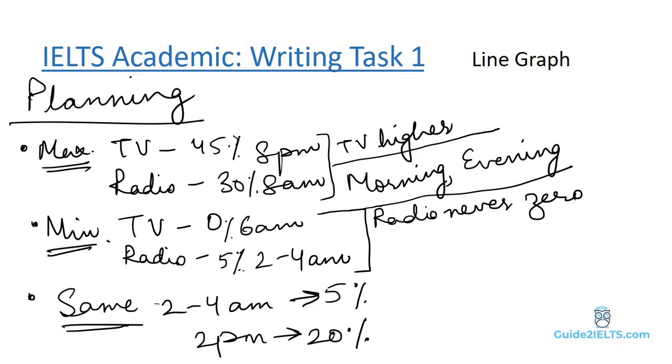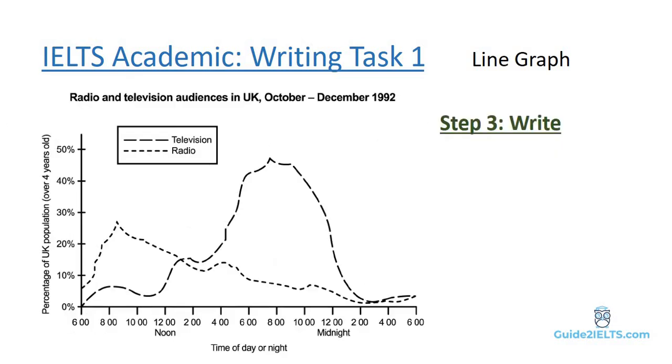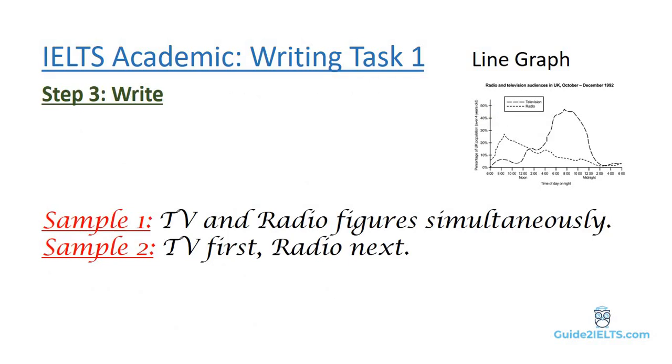Step 3. Finally, start writing. What needs to be kept in mind is that there is no one right way to write a report. The important thing is that you cover all the important points. We'll write 2 different reports here for the same graph to understand this. The first decision that needs to be made is whether we should write about TV first and then radio, or should we write about both simultaneously at different times.